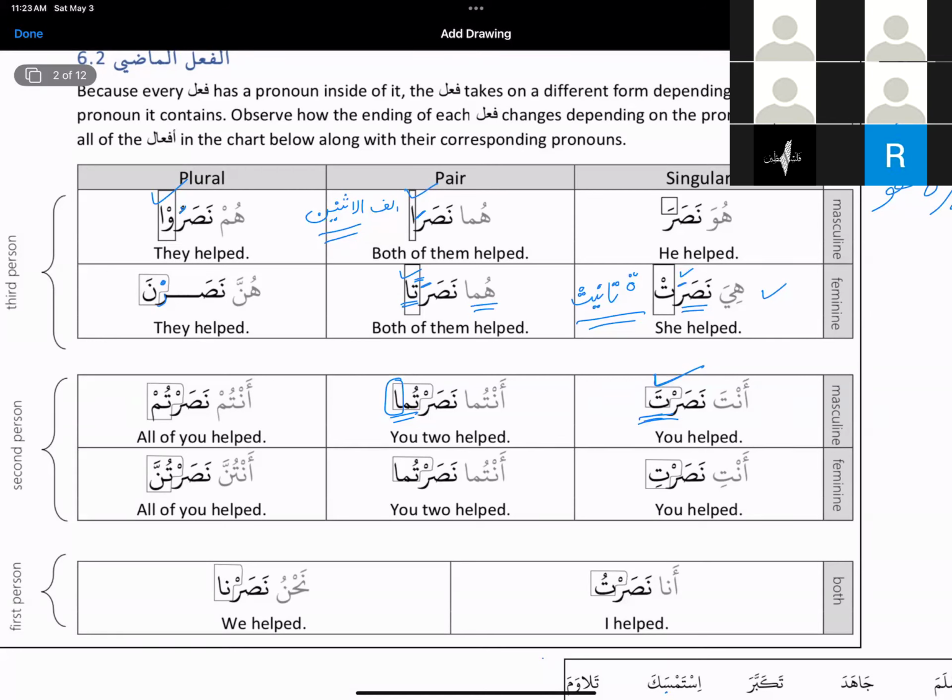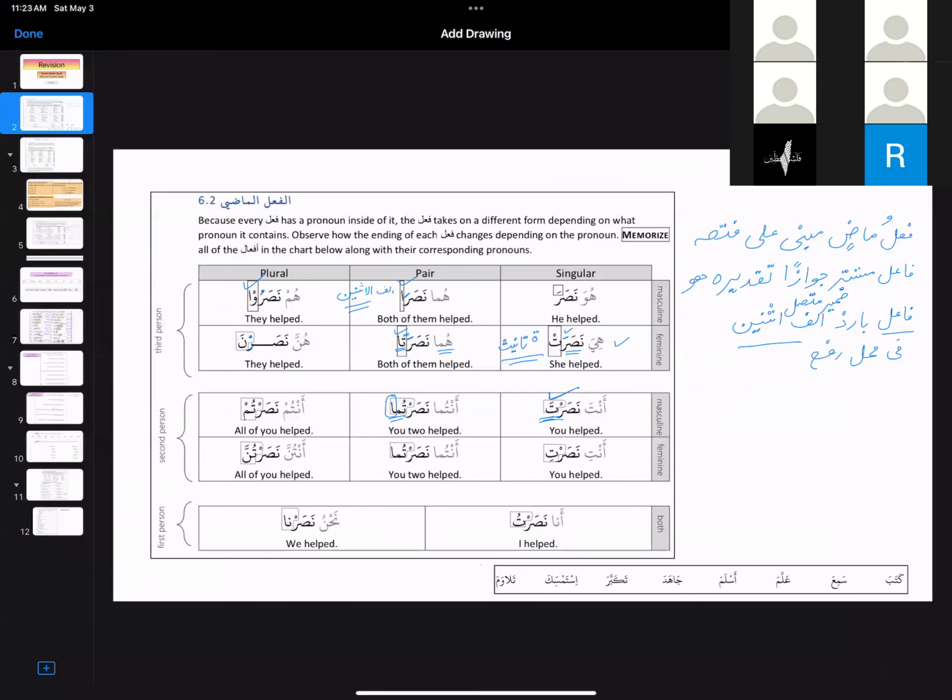Ustadaji, could you please do the i'rab of Nasaru one more time in one stretch, please? Okay. So I'm going to say fi'lun madin mabni ala damma over here. And fa'il, then I'm going to say fa'il bariz, and then I can say damir muttasil. And what is damir muttasil? Wawul jama, or jama, whatever you want to call it. And then you can say fi mahalli rafa.